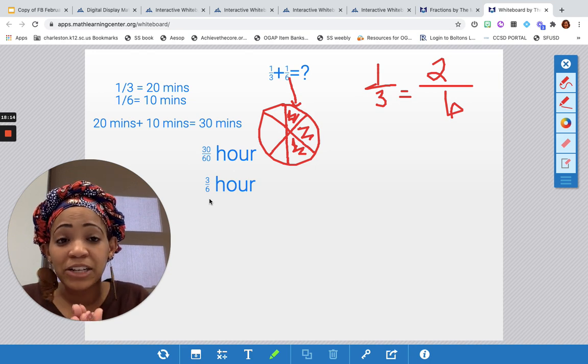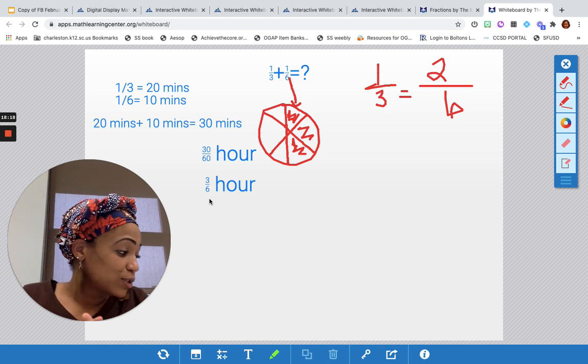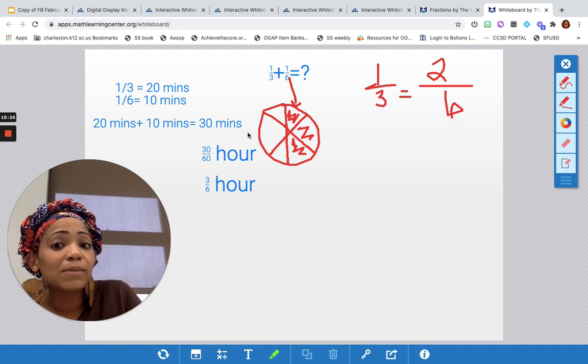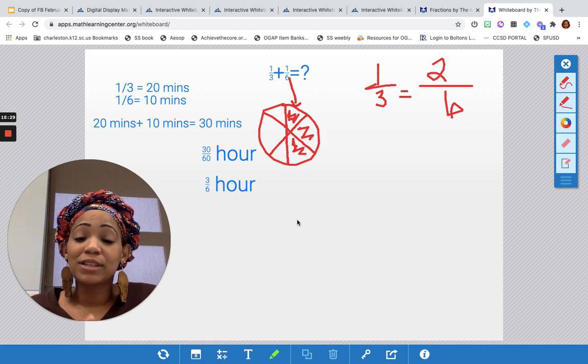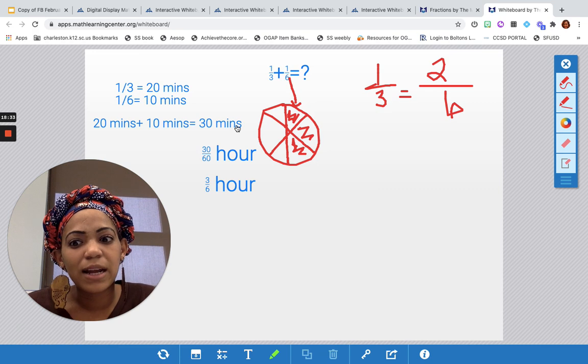Before we can add fractions that don't have the same denominator, we have to turn them into common terms, or we have to make it so that we can combine them, which means we have common terms. And that's what we did here. We made it minutes and minutes. And then, in order for us to think about it as a fraction, we had to think about how many minutes are in an hour.